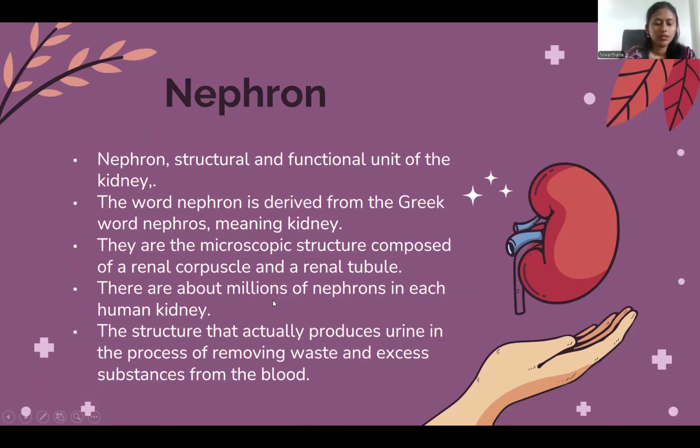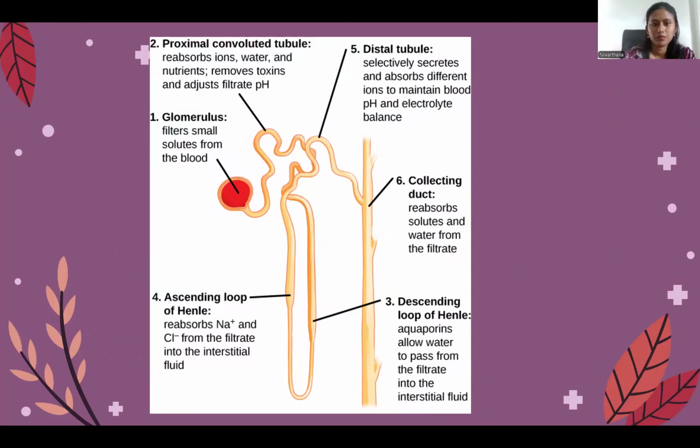The kidney is the organ that produces urine and removes waste, but the working unit, the nephron, is the one actually producing urine in the process, and it removes waste and excess substances from the blood. So nephrons act together and produce urine.